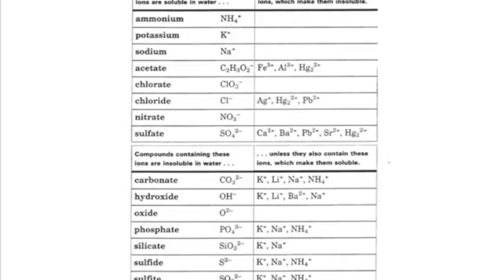So taking a look up here, compounds containing these ions are soluble, which means that they are aqueous in solution. And it says unless, which are the exceptions, which make them insoluble or solid. Same thing down here. Compounds containing these ions are insoluble, so therefore they form precipitates, unless, which is the exception, soluble, therefore they're aqueous. Now let's take a look at our two compounds here for the products.